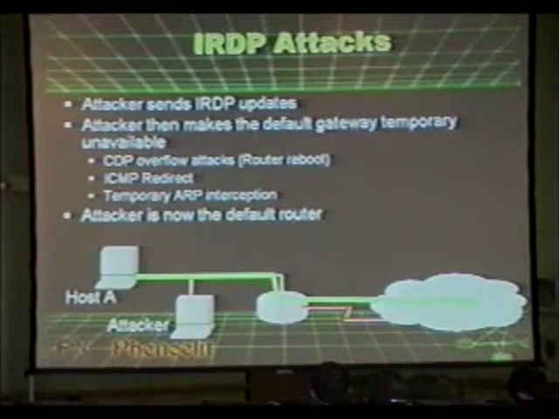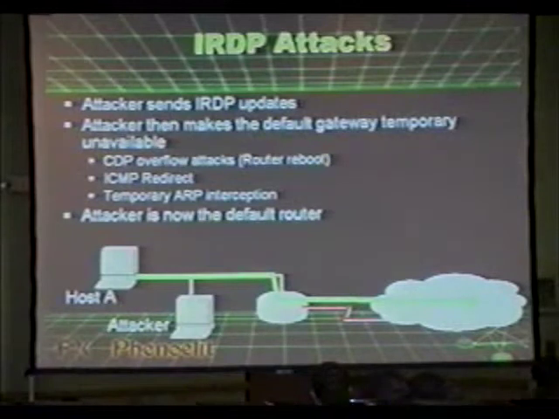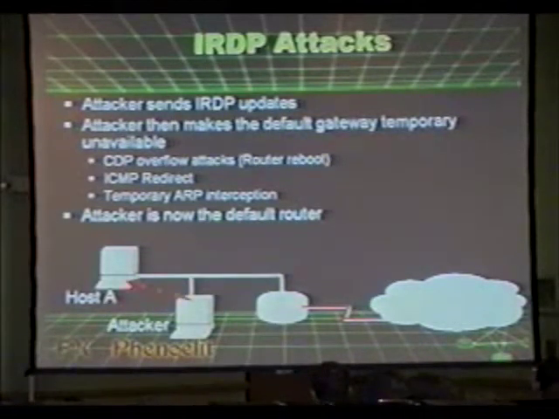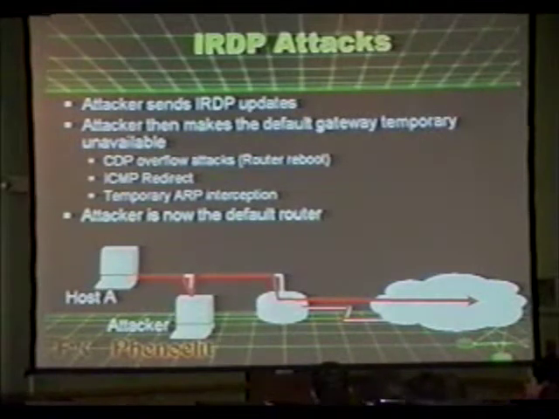So how does it look? It's pretty straightforward. You just make sure everyone thinks you are a router. You send them out. Make yourself known to host A. And make sure that this guy is temporarily not available. You want to use it later, because how are you going to pass the traffic to this cloud here?